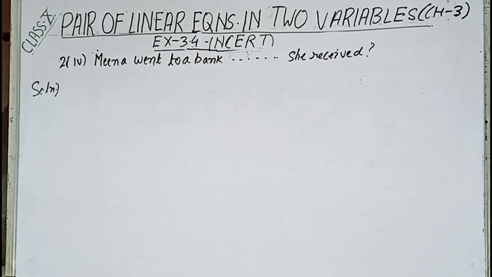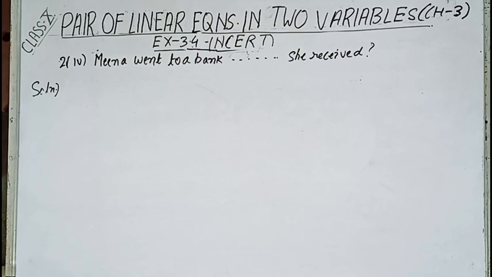Now let us go to question number 2, subpart number 4. I haven't written the complete question because space is very less for me. So you go to subpart number 4 of question number 2, exercise 3.4 of NCERT. The question says that Meena went to a bank to withdraw rupees 2000. She asked the cashier to give her rupees 50 and rupees 100 notes only. Now Meena got 25 notes in all. Find how many notes of rupees 50 and 100 she received.